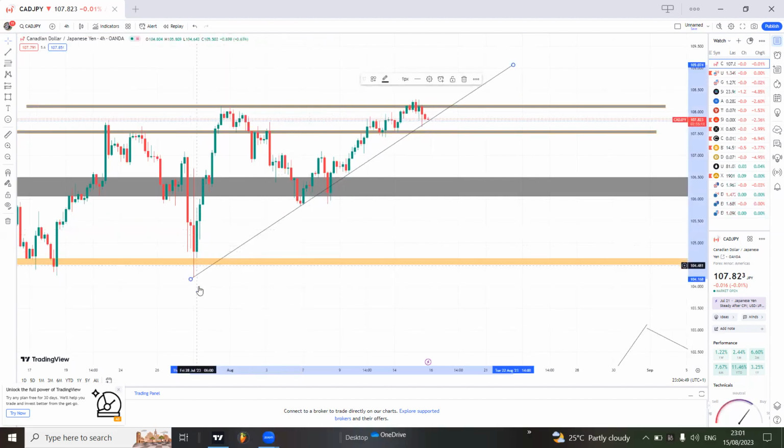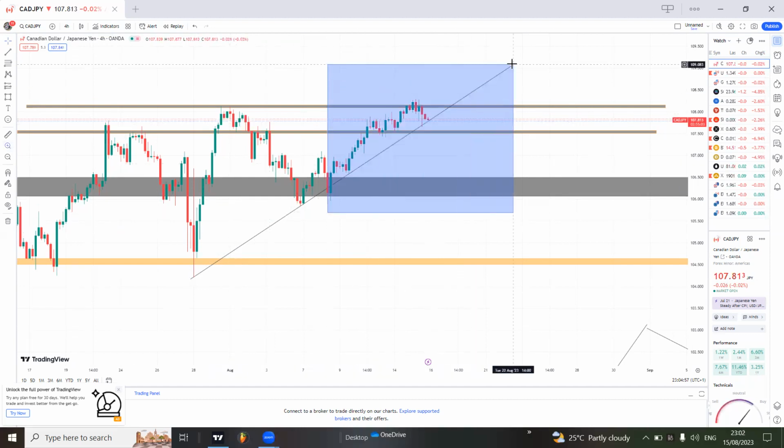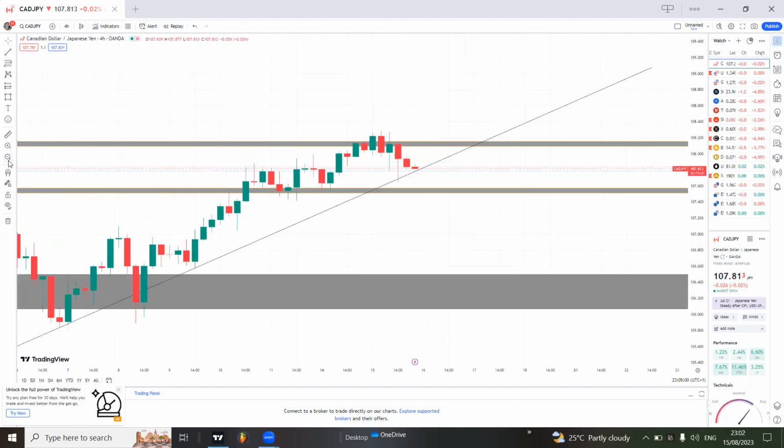Okay. Price bounce from here. 1 touch, 2 touch, 3 touch, 4 touch. So I'm expecting a breakout of this. So I'm seeing CADJPY to fall down. But there's still a but here.